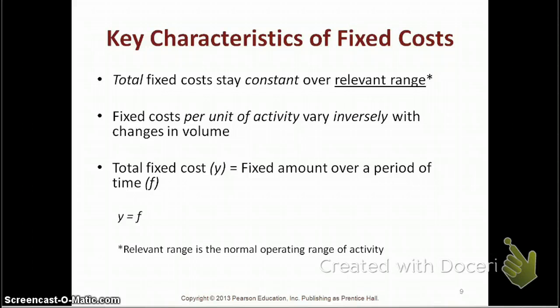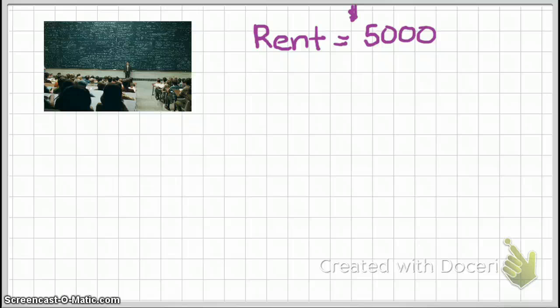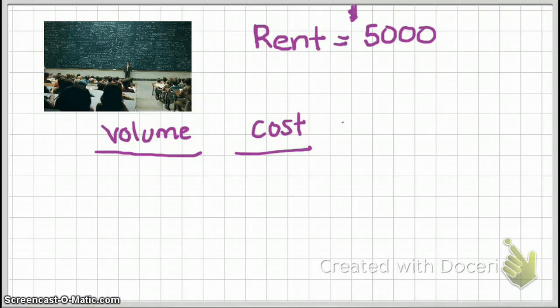Let's take a look at an example of fixed cost. Let's assume that we have a classroom and the rent for our classroom is $5,000 for the month. Let's take a look at the cost behavior for fixed costs. So we're going to see how the fixed costs change with changes in volume. So we got a rent of $5,000 and we're going to assume that this classroom can hold up to 100 students. So if you have one student in your classroom, the cost is still $5,000. You will still have to pay $5,000 rent.